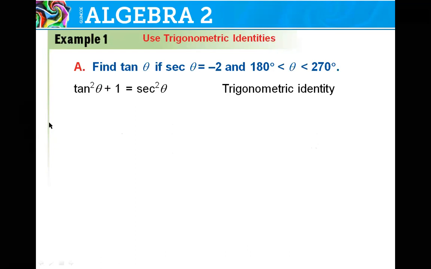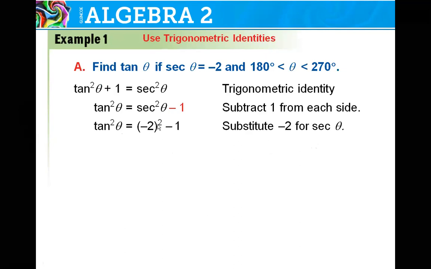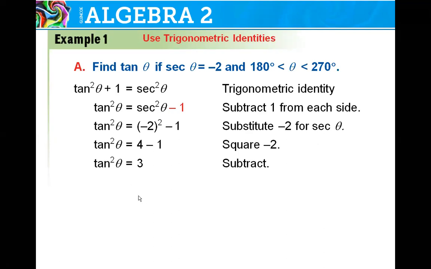So I complete. We get 1 on the other side with the opposite sign, okay? And then substitute by negative 2 power 2, as you see. Negative 2 power 2 equals 4. 4 minus 1 is equal to 3, as you see. Okay, so tan square theta equals 3.